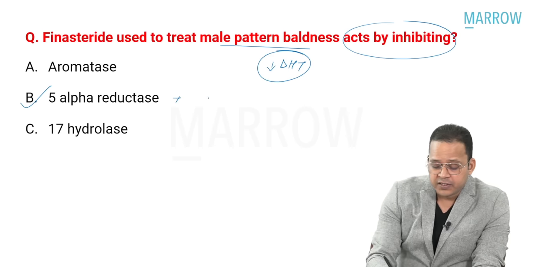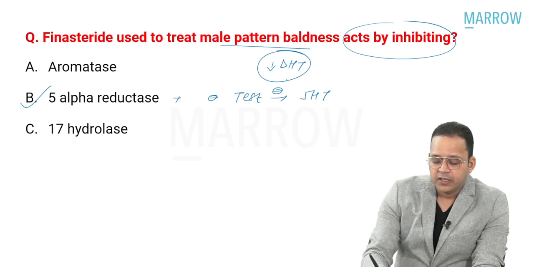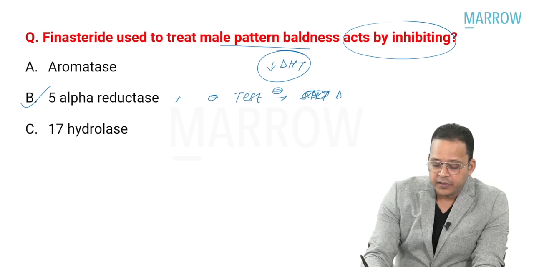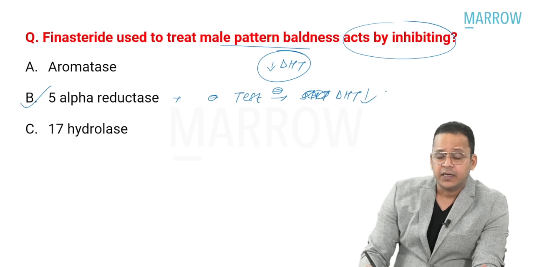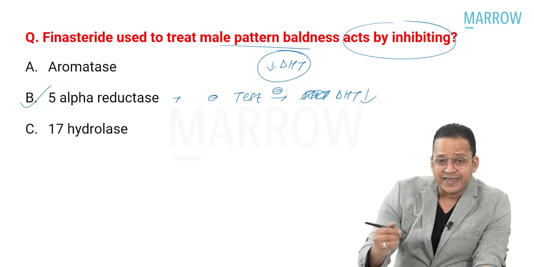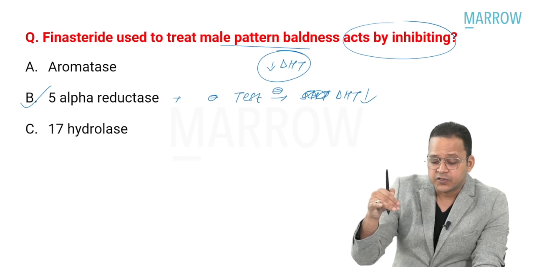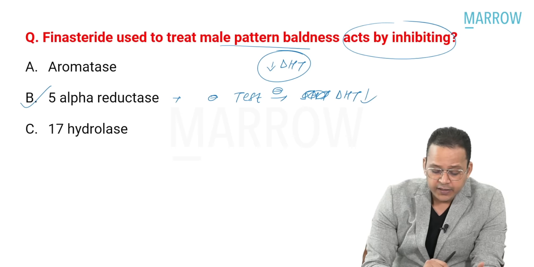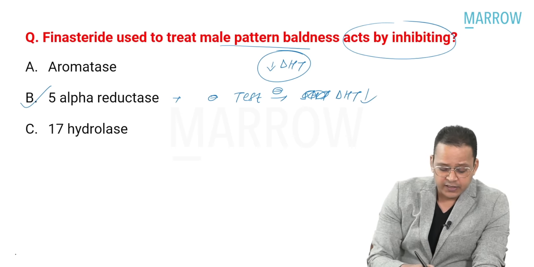So 5-alpha reductase blockers block conversion of testosterone into 5-HT. This is what is blocked. Sorry, not 5-HT, DHT, dihydrotestosterone. So what it decreases is DHT, because 5-alpha reductase is an enzyme which converts testosterone into DHT. And so yes, option B is the right answer. It's a simple one.